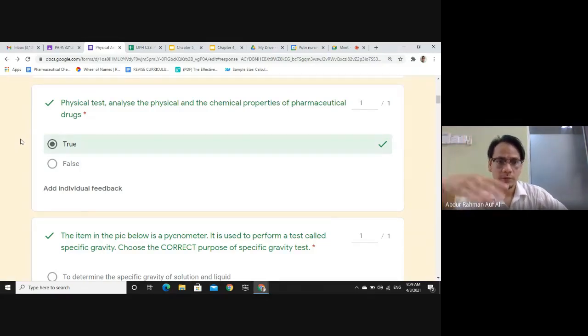Dalam physical analysis, kita bukan saja assess the physical properties of the drugs. Kita bukan saja tengok physical appearance, dia punya berat, dia punya ketebalan, dia punya hardness. We also assess the chemical properties of the drugs because dalam kita nak test the physical properties, we also indirectly have to test the chemical properties. Okay, so that's why dalam lecture notes saya tulis it is written as physico-chemical analysis. But in general, we call this the test yang ada dalam this chapter sebagai physical analysis.